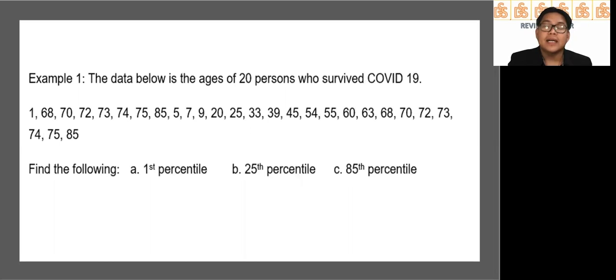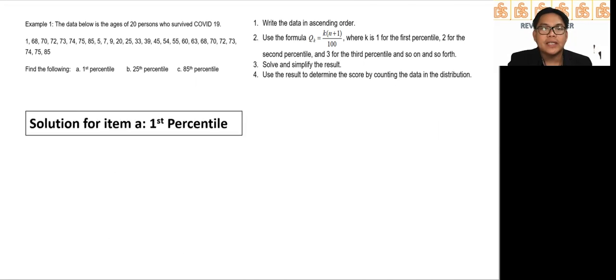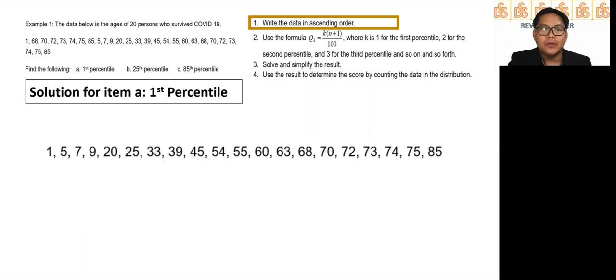So with that, let us observe this particular problem. The data below is the ages of 20 persons who survived COVID-19. Our goal is to solve for the first percentile, the 25th percentile, and the 85th percentile. To be able to do that, again, we will be using this particular procedure. First, let us work with the first percentile. Here, we write the data in ascending order once again.